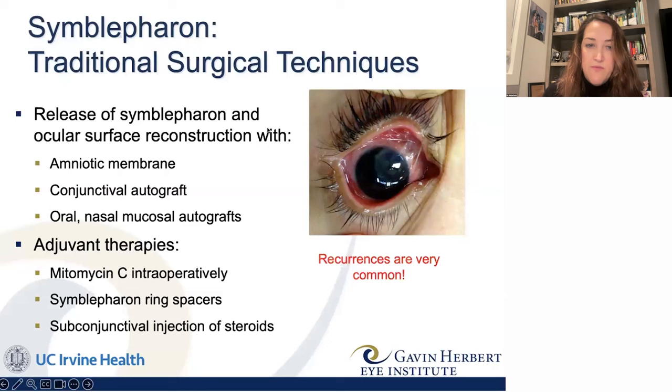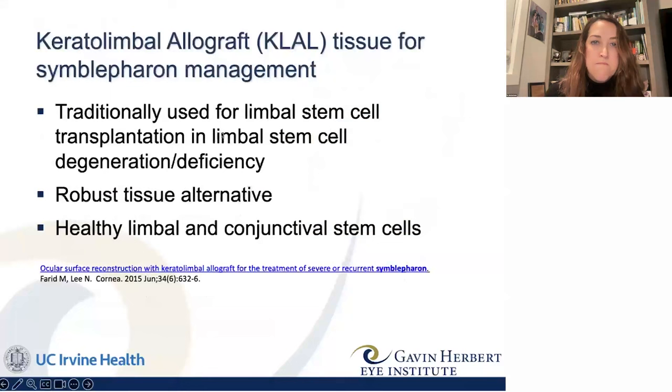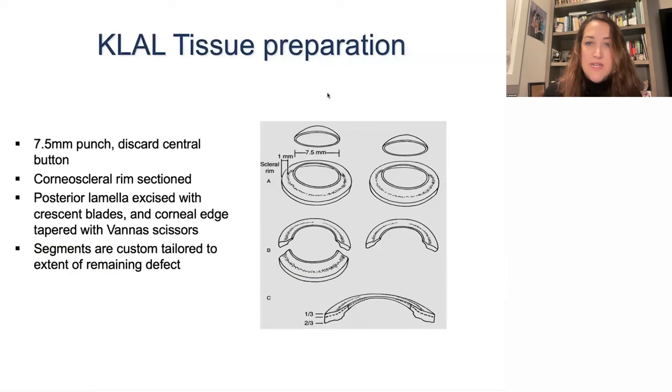So what we have been doing is using keratolimbal allograft tissue, very similar to how we use it for limbal stem cell transplant. We find that this tissue really helps to provide a robust tissue alternative as a spacer. It also provides healthy limbal and conjunctival stem cells. We published the results of our initial cohort in the Cornea Journal back in 2015. Again, the tissue is prepared as we had described before.